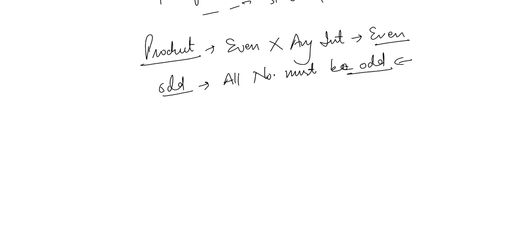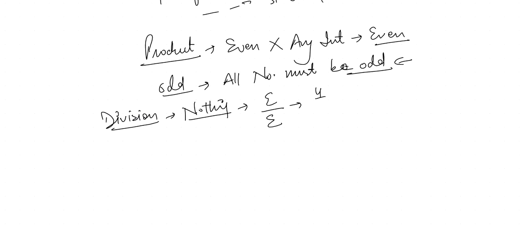With division, there is nothing fixed. For example, one even number upon another even number, we can have very different results. For example, 4 by 2 is 2, which is even. 6 by 2 is 3, odd. Again, one even number upon another even number: 8 by 6 is not even an integer.